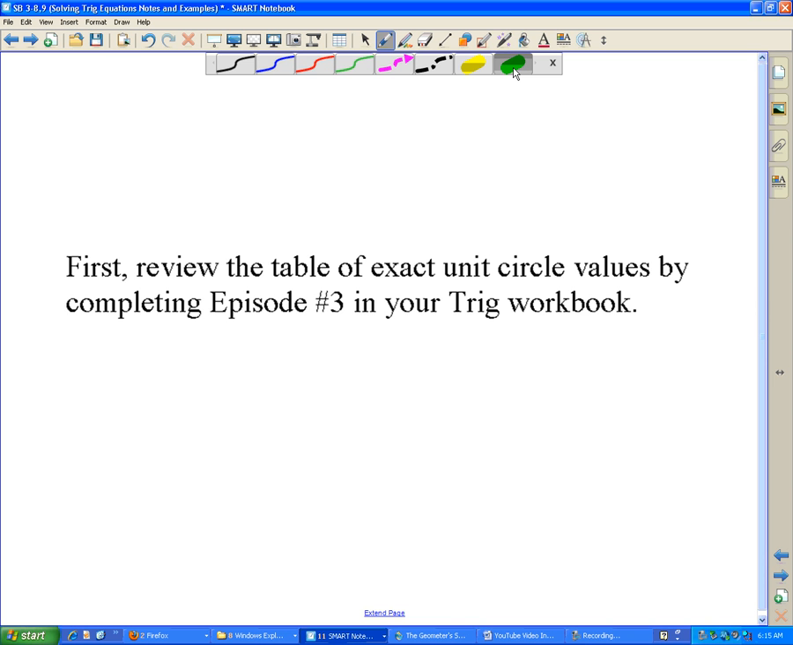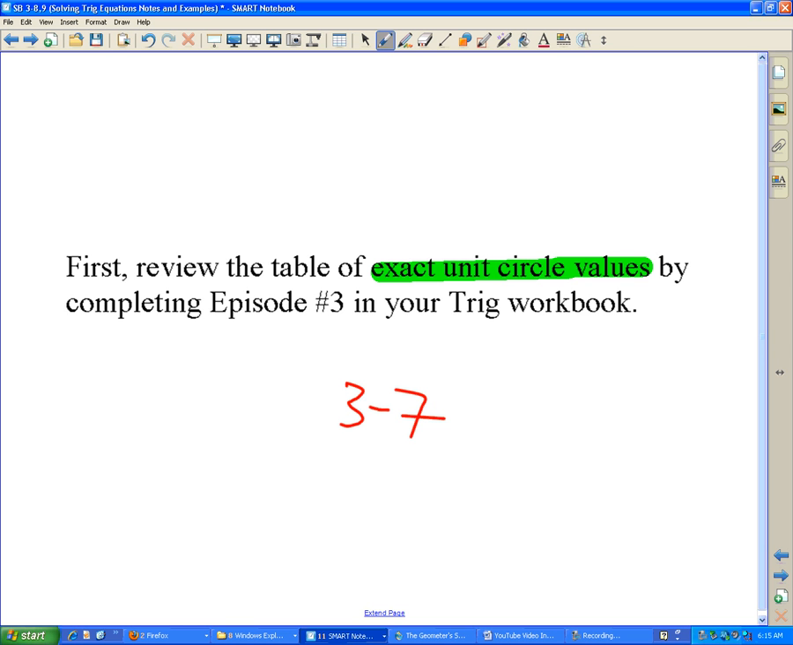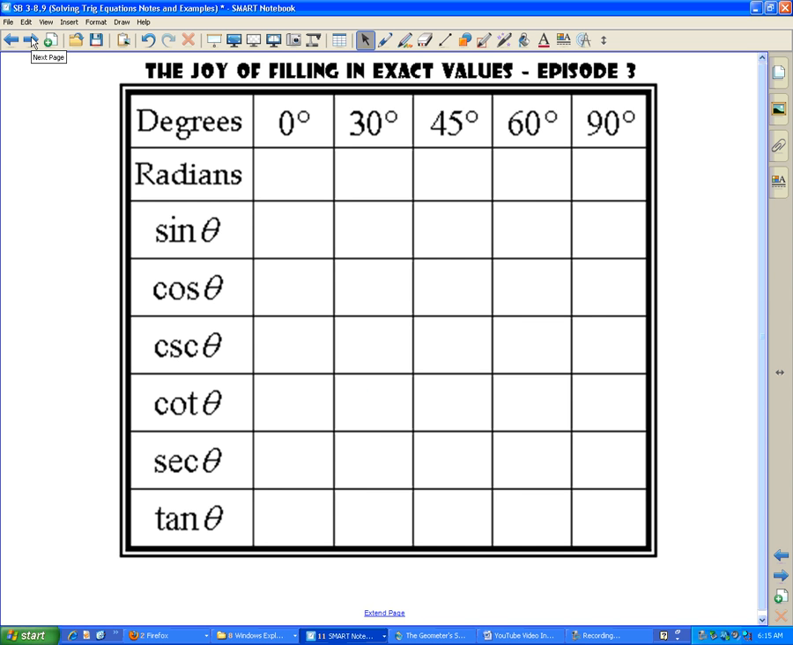However, I can promise you that you do need to know your table of values, exact unit circle values. And if you go to page 3-7 of your new unit, your new course pack, you'll find a couple practice tables. And you probably haven't done one in a while.